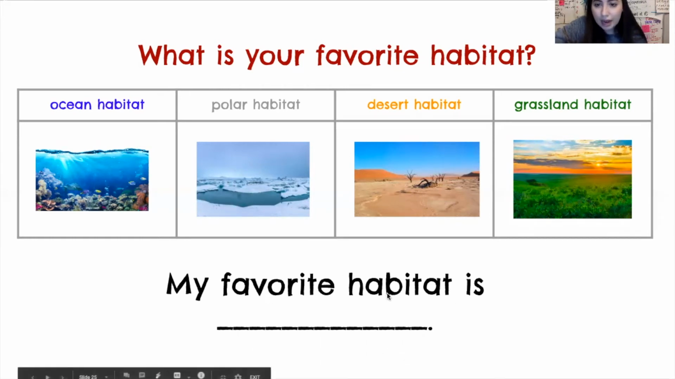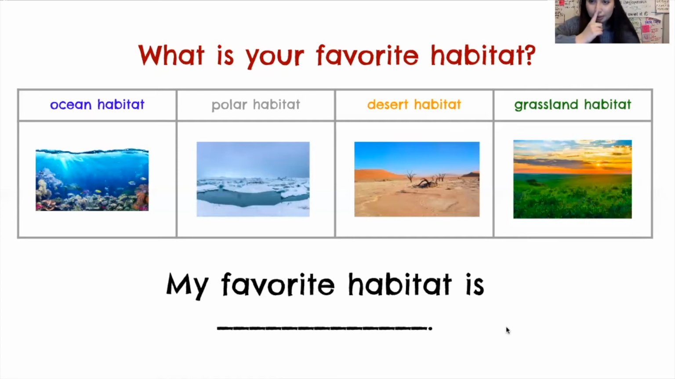My favorite habitat is the desert habitat. I love the desert habitat. I like driving through it. I like seeing all the fun animals, and I love to see the cactus in the desert habitat. So my favorite habitat is the desert habitat. So let's go ahead and now practice. Your next job is to think about what animals live in each habitat. And let's see if you can remember.